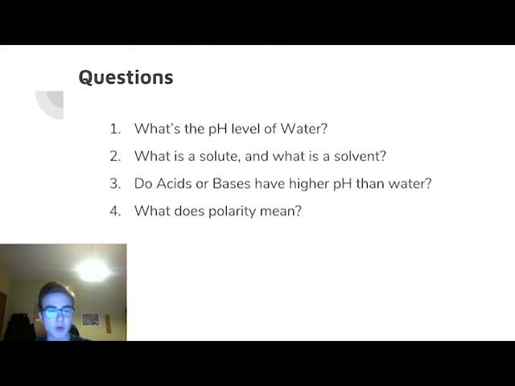And lastly, what does polarity mean? That is also correct. Polarity is the characteristic of a molecule to be energized in two different poles at the two different ends.